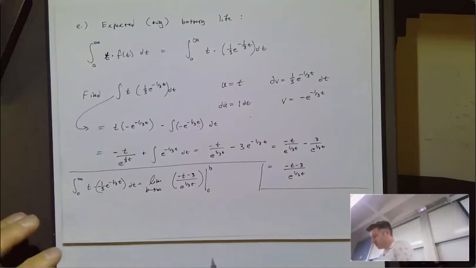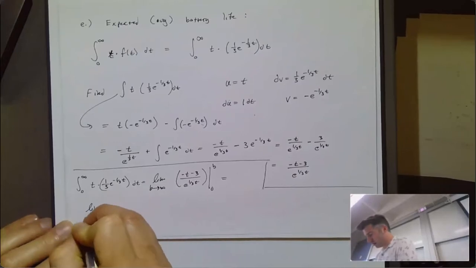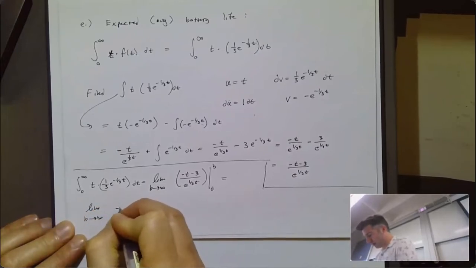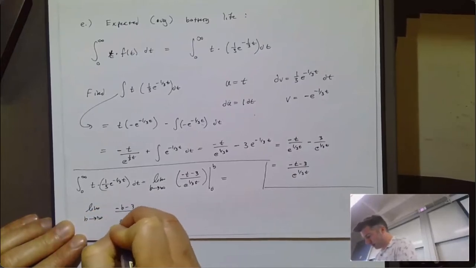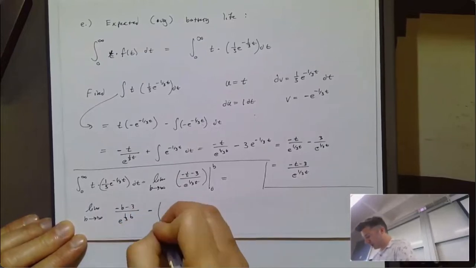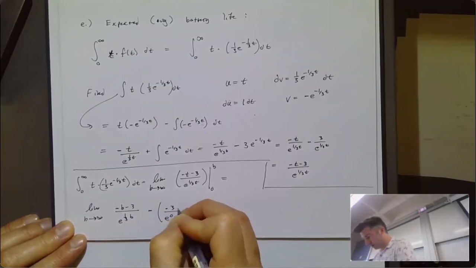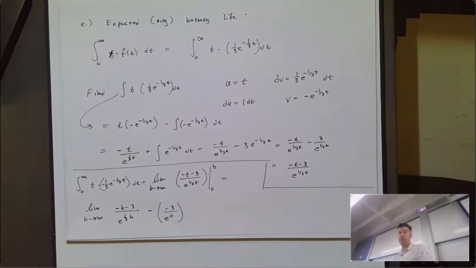Okay. And then we're going to plug in b. The limit as b goes to infinity of negative b minus 3 over e to the 1/3 b, minus we plug in 0, and we get negative 0 minus 3 over e to the 0. Okay, now question.